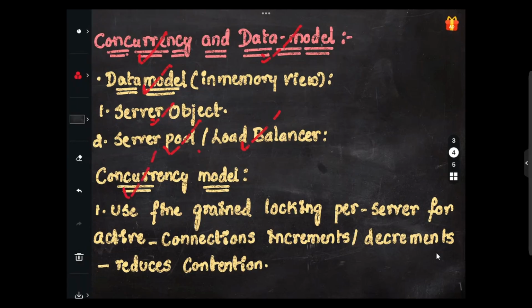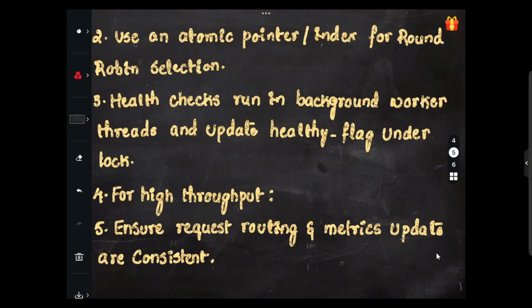Now let's move on with the concurrency model. We will be using fine grained locking per server here for the active connection increments or decrements. Basically that reduces the contention. That is the reason. Also we will use an atomic pointer or index, or a thread safe counter, for the round robin selection. Basically this is fine.